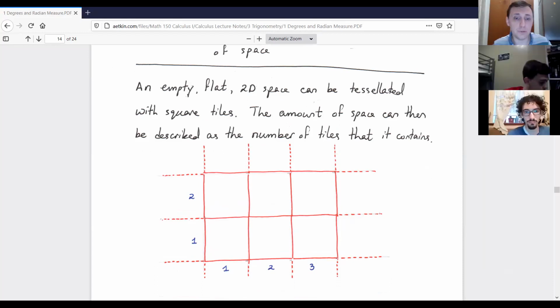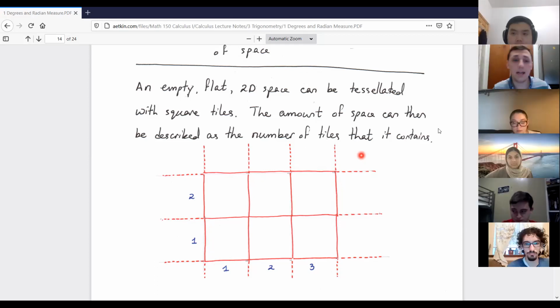So this is an example of a tessellated space. And when you say the area of this red rectangle is 3 times 2 or 6, you're just saying that this region is equivalent to 6 unit squares. Clear?